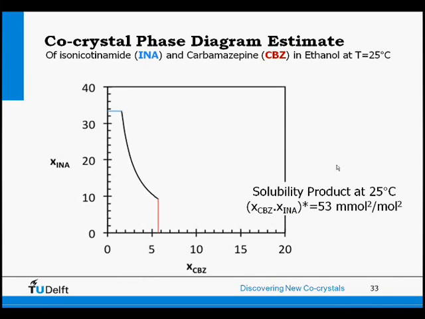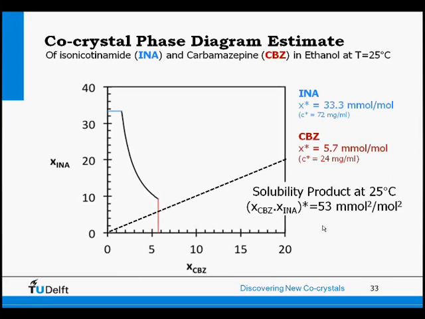And that is shown in this slide, where on the x-axis is the concentration of carbamazepine, so the mole fraction, and on the y-axis the mole fraction of isonicotinamide. And we know the pure component solubilities, so the red line for carbamazepine, the blue line for isonicotinamide, and then in between them, connecting them, is the solubility line for the co-crystal. And this line is governed by the solubility product of 53.